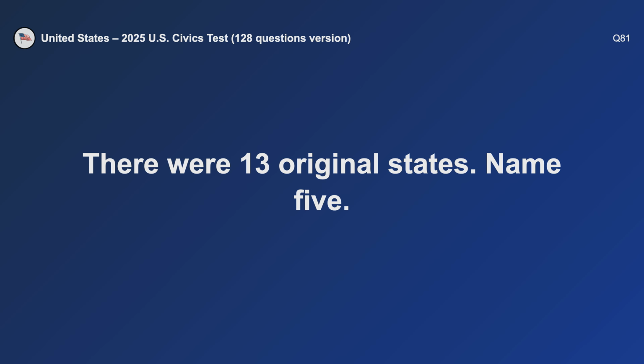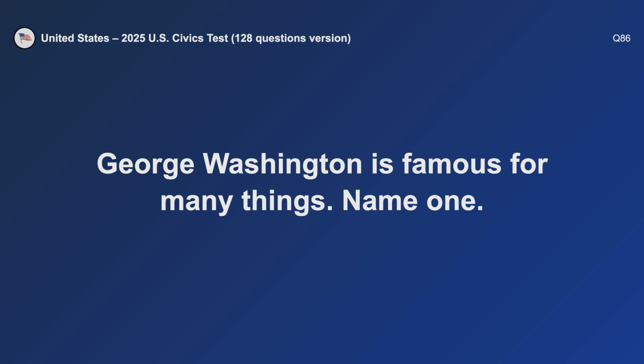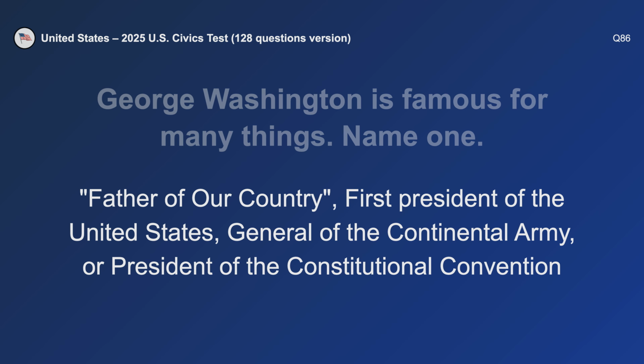There were 13 original states. Name 5. New Hampshire, New York, New Jersey, North Carolina, and South Carolina. George Washington is famous for many things. Name one. First President of the United States.